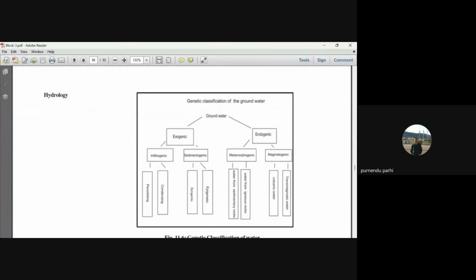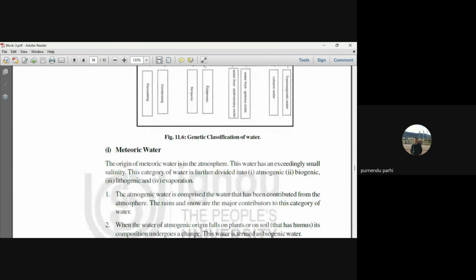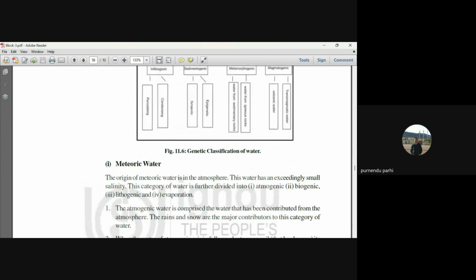So groundwater is of two types: exogenic and endogenic. Exogenic is of two types: infiltrogenic and sedimentogenic. Endogenic is of two types: metamorphogenic and magmatogenic. Then infiltrogenic is again divided into two types, and sedimentogenic is again divided into two types. So the division is shown in this figure, the genetic classification of water.